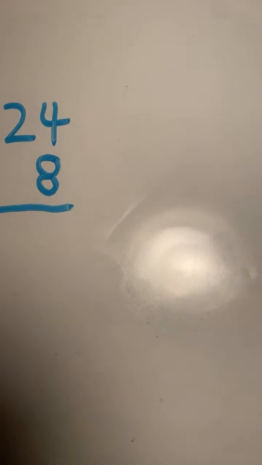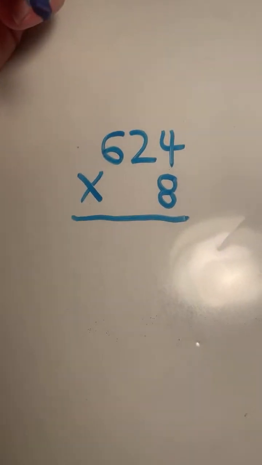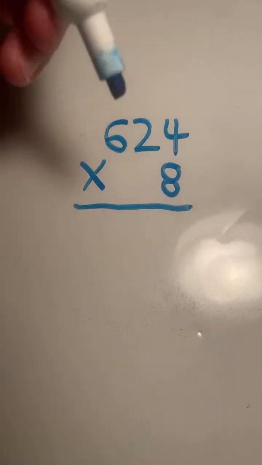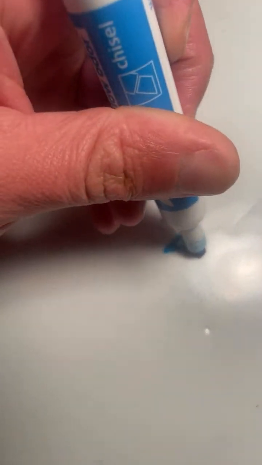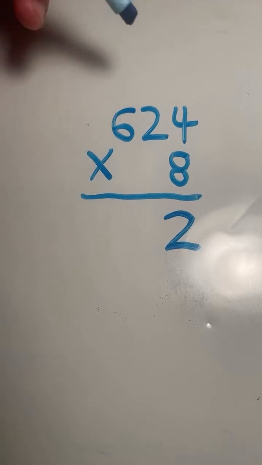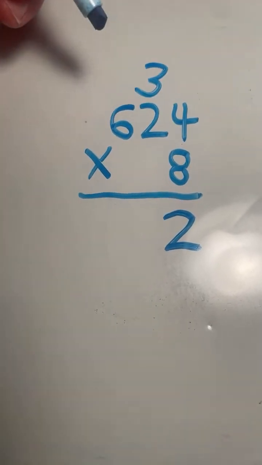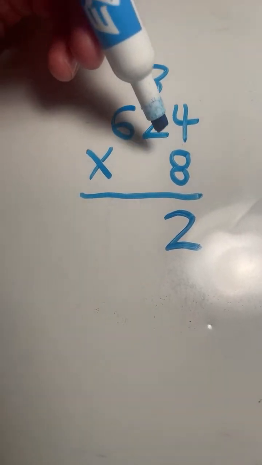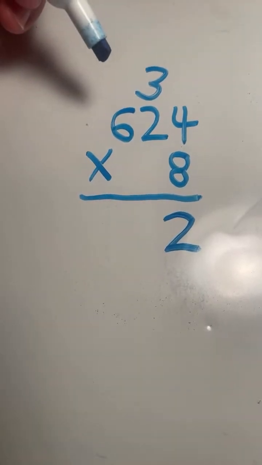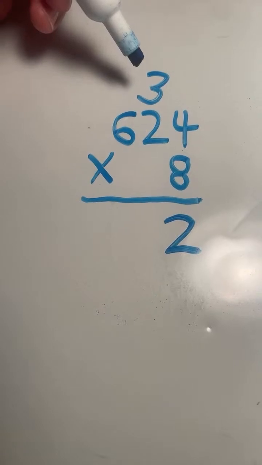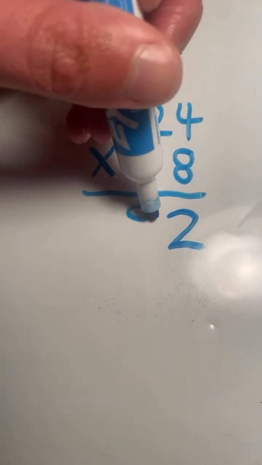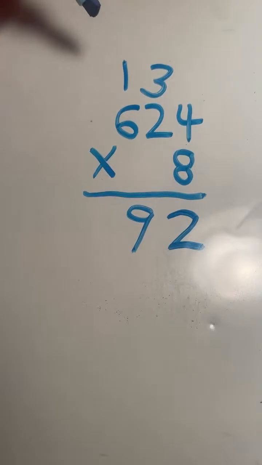So we start in the ones place. We're going to start by multiplying 4 times 8. 4 times 8 equals 32. That product is more than 10, so the 2 in 32 goes in the ones place. The 3 gets carried over to the tens place. 2 times 8 equals 16, but we have to add what we carried over. 16 plus 3 equals 19. Again, we have to regroup. 9, carry the 1.